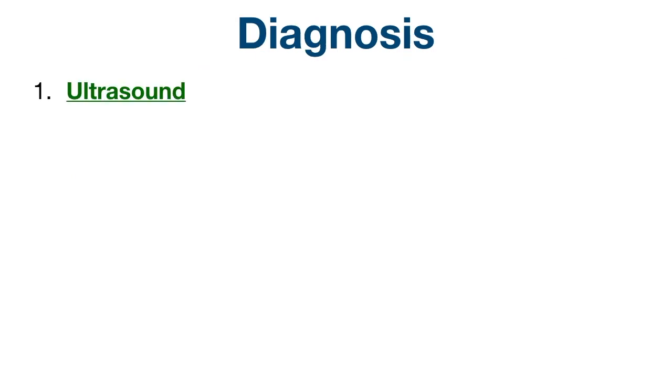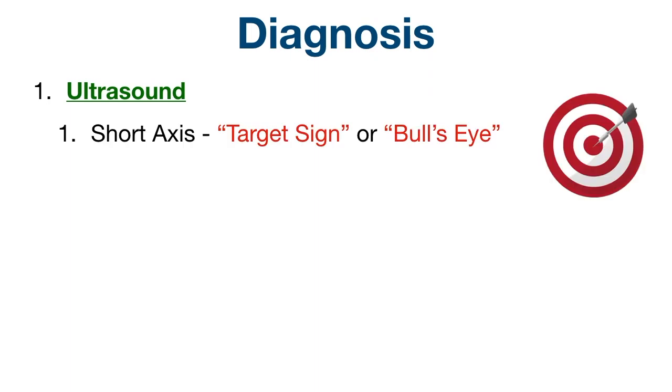Ultrasound has a high sensitivity and specificity for diagnosing intussusception. There is no radiation, making it safe in pediatric patients, and it can be performed at bedside if the clinician has experience. In the short axis, ultrasound may show a target sign or bullseye. These are common buzzwords used on board exams, so make sure you remember them. This is due to the intestine folding in on itself, which creates a target or a bullseye appearance.